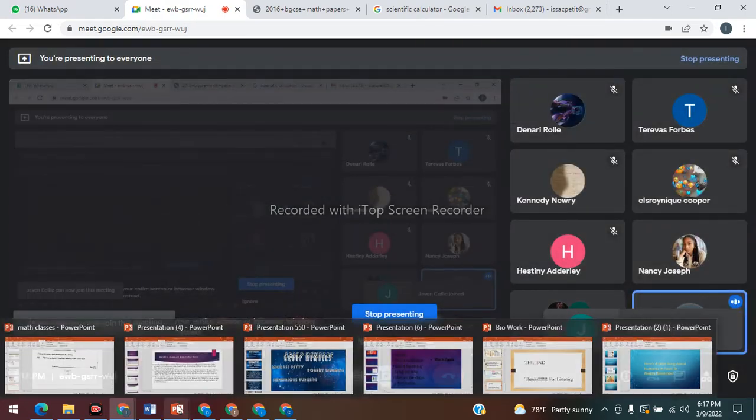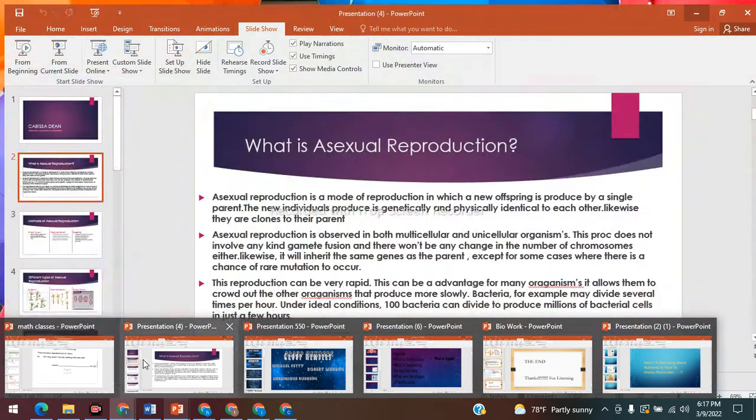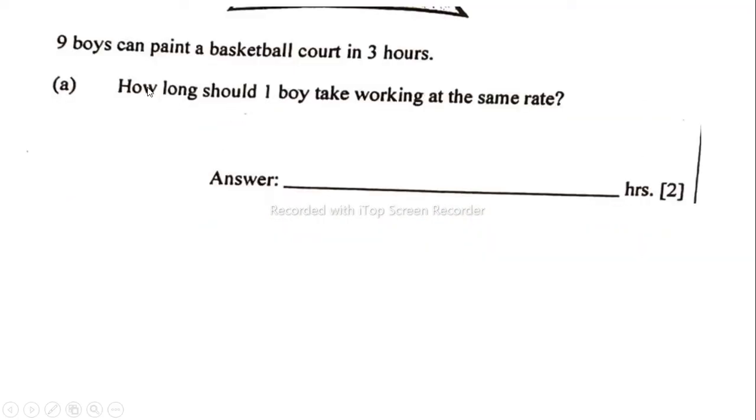Let's look back at it. We have time. That's one quantity that we're dealing with. And then we have the number of boys. So we have time and number of boys.